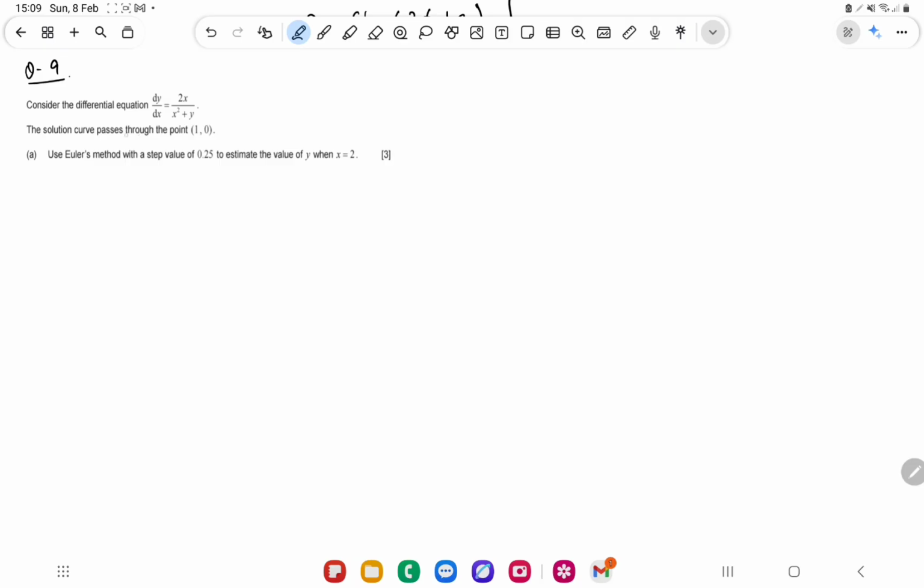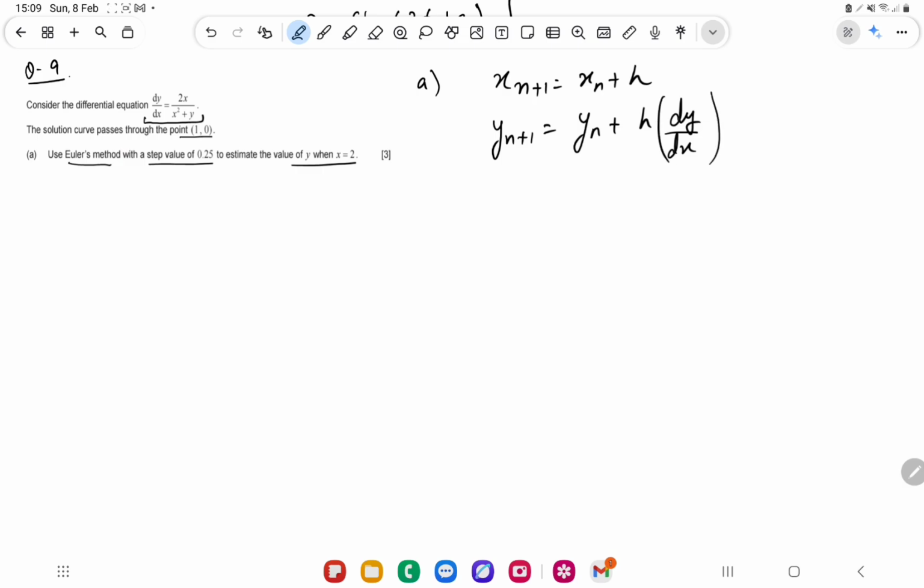Now in this question we are given the differential equation 2x upon x squared plus y, and the solution curve passes through (1, 0). Using Euler's method, the step value is 0.25. We have to estimate the value of y when x is 2. So first of all, to use Euler's method, we use two formulas: x(n plus 1) is x(n) plus the step value, and y(n plus 1) is y(n) plus the step value multiplied by the derivative function which is given to us. Now these two formulas are there in your formula booklet.